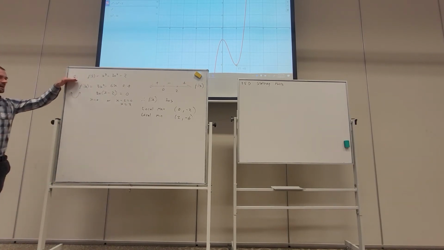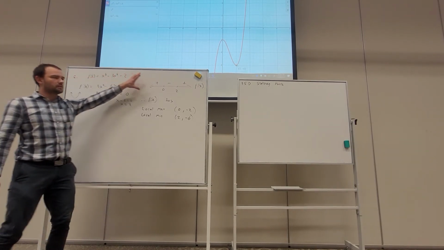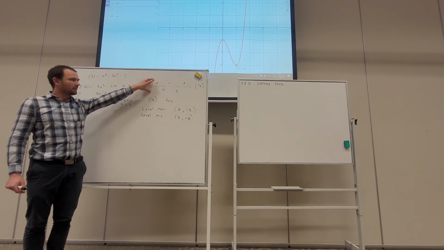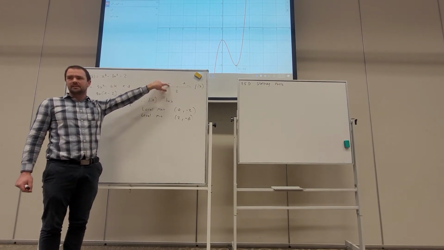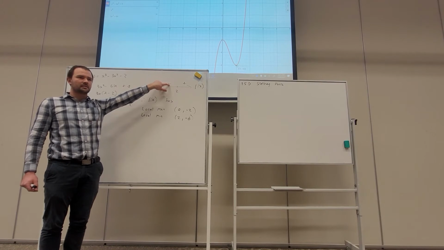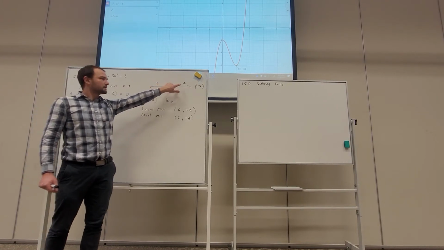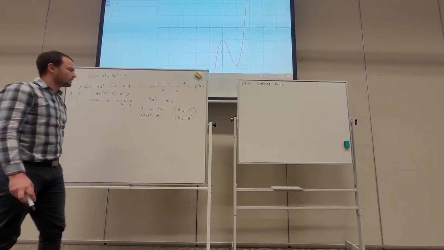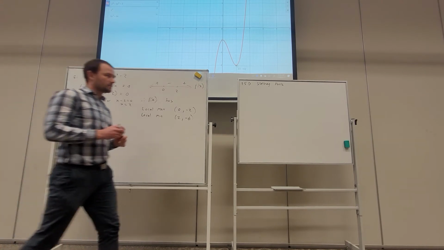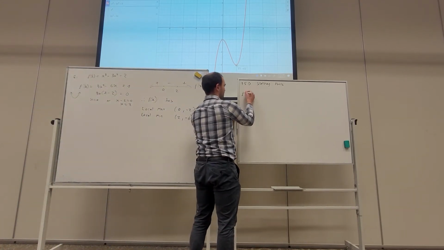We find f dash of x and we draw its sign diagram. Okay, and we look, when does it change from positive to negative? That's a local max. When does it change from negative to positive? That's a local min. All right, let's look at the next one, which is f of x is x to the power of 3.